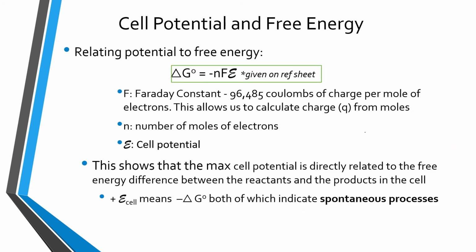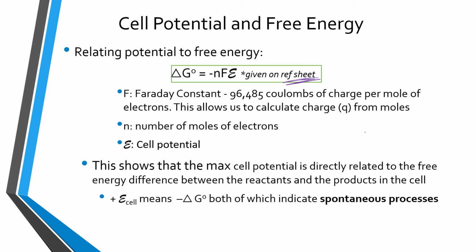All right, so here is our last equation for these set of notes, and we are given delta G standard, free energy, is equal to negative NFE. So N is the number of moles of electrons, E, of course, our cell potential, and F is that Faraday's constant again. And so this is also given to you on your reference sheet. So here's where we're kind of taking everything full circle. We've related the cell potential to equilibrium and the equilibrium constant, and now we're relating it to free energy. So the max cell potential is directly related to the free energy difference between reactants and products.